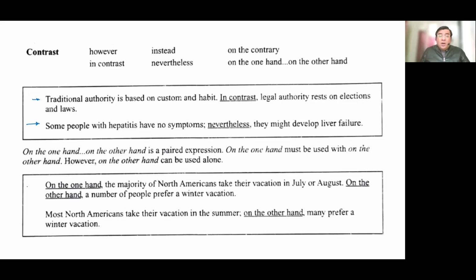Okay, take a look. On the one hand, the majority of North Americans take their vacation in July or August. Full stop. On the other hand, a number of people prefer a winter vacation. I have the pair expression there to express contrast. But you can also use on the other hand alone, such as in: most North Americans take their vacation in the summer. On the other hand, many prefer a winter vacation. So you can see, on the other hand here is used with a similar meaning to that of however, for example, right? Because it is all the same contrast conjunctive adverb.